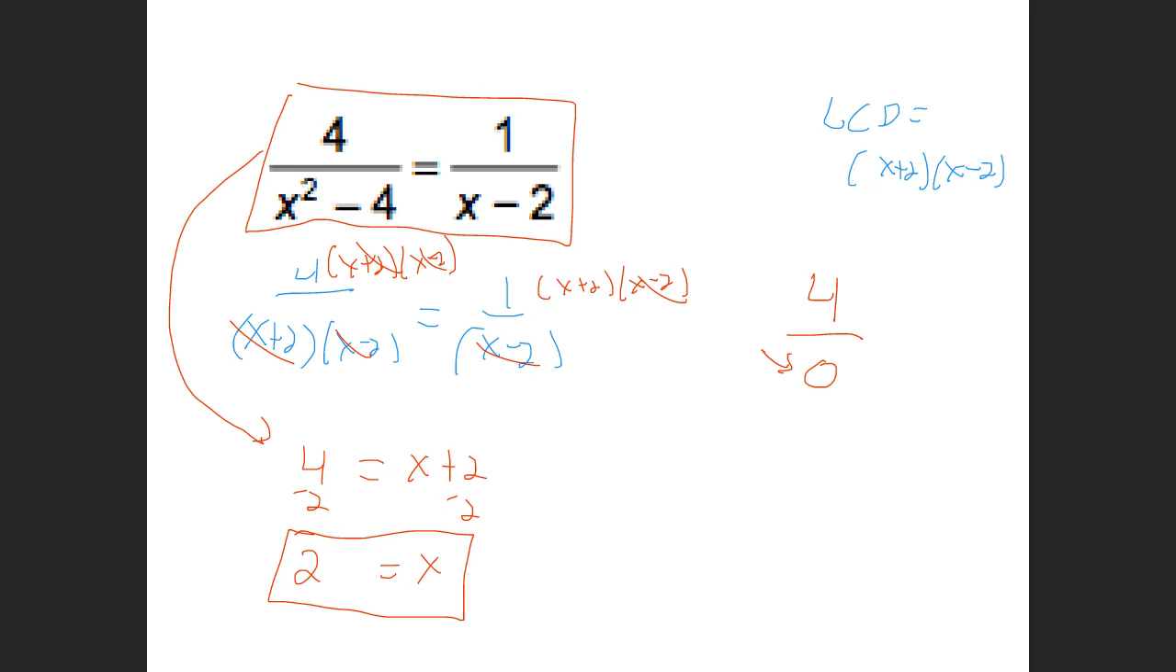So I solved it, and I got x equals 2. However, that is not a solution because it makes the problem undefined. So there are really no solutions to this problem because when I find my solution, it doesn't work. I put it in there and it makes it 0 in the denominator, which makes it undefined. Okay, so that's why you have to check your answers.